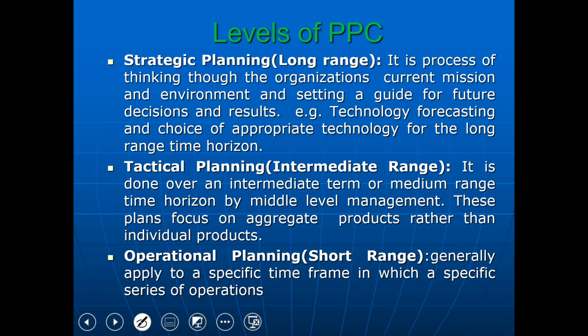The levels of PPC are the strategic planning level, the tactical planning level, and the operational planning level. Long range for the strategic, intermediate range for the tactical, and short range for the operational. Strategic planning is a process of thinking through the organization's current mission and environment, and setting a guide for future decisions and results. Example: technology forecasting and choice of appropriate technology for the long range time horizon.